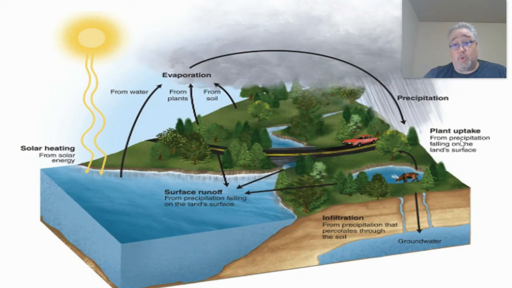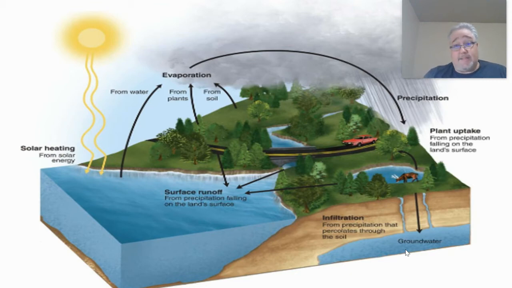Obviously, plants can absorb it. And the third thing that can happen to it is it can infiltrate into the ground. The term infiltration just means that the water can seep or percolate through the soil, and it can start accumulating underground. We call that groundwater.